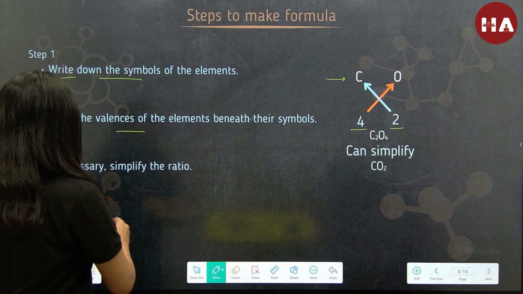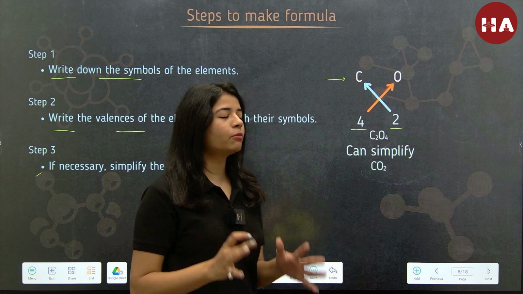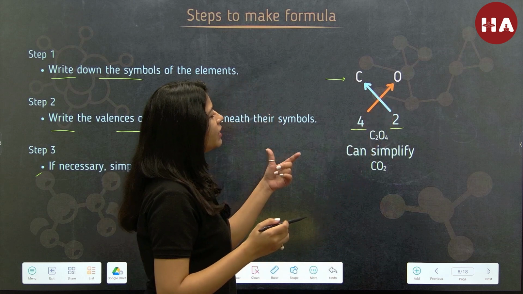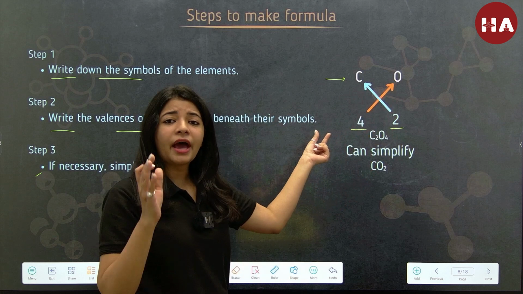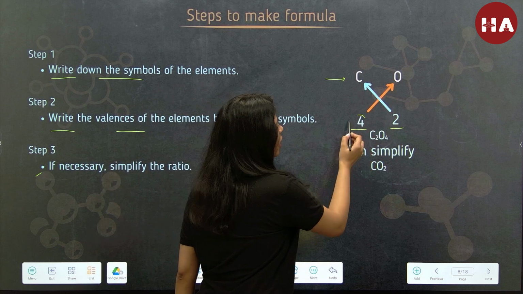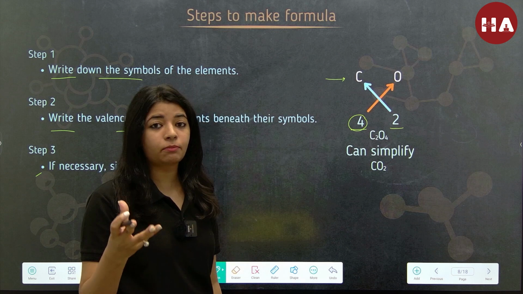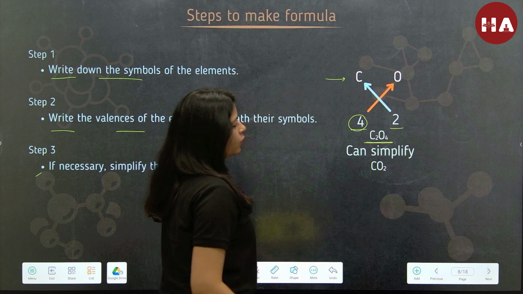Then the third step: if necessary, simplify the formula. So now what are we going to do? We will simply crisscross. We put the valency of oxygen at the foot of carbon, and the valency of carbon at the foot of oxygen, or maybe the subscript of oxygen, right? And what will I get? I will get C2O4.